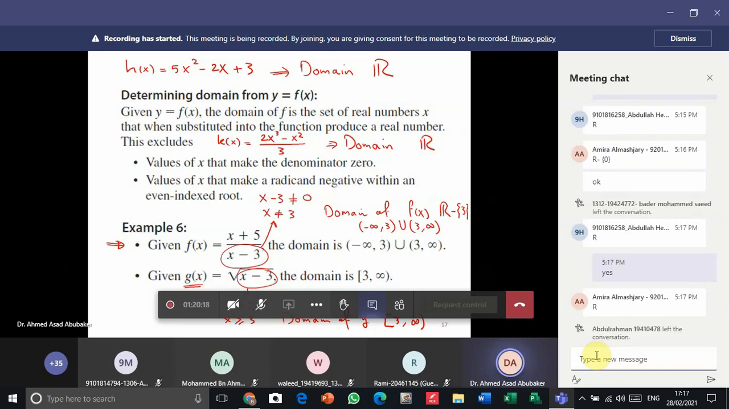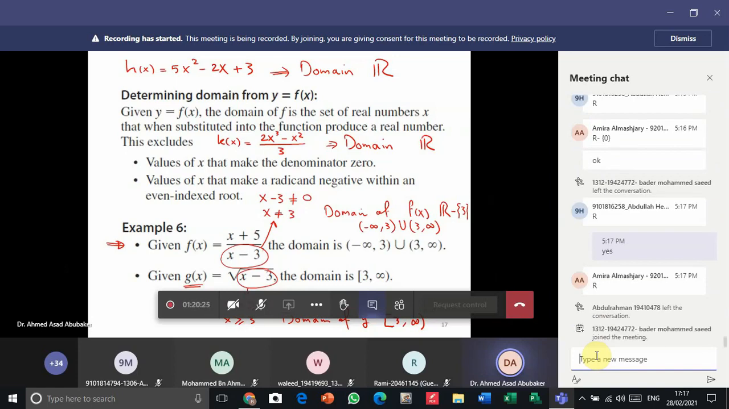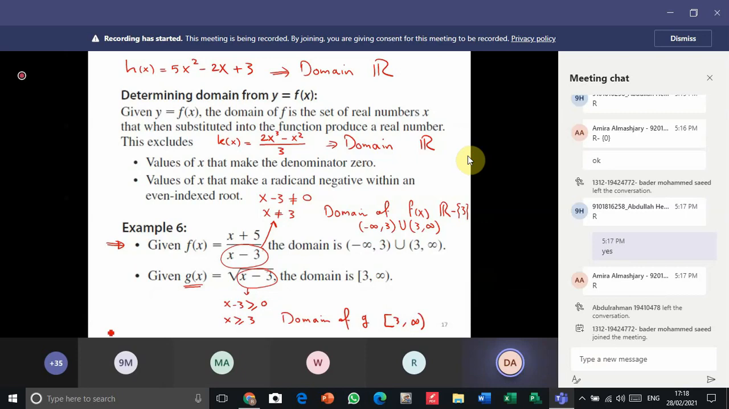This is a number. It is impossible for it to equal 0. We don't have any x in the denominators. We don't have x in a radical. So this is R. Okay? If we have denominators, we must avoid any value of x that makes the denominator equal 0. If we have a radical, we find the interval of positive values and 0 inside the radical. Okay? Any question?